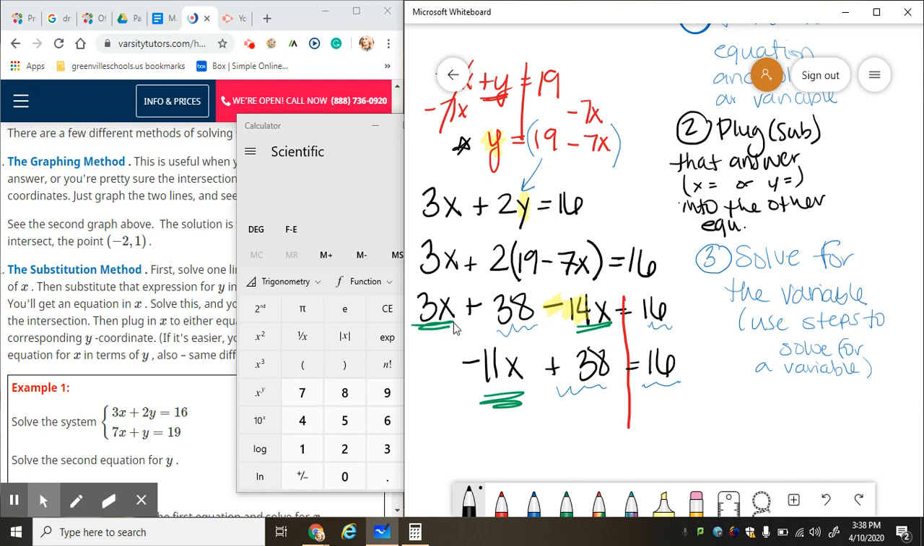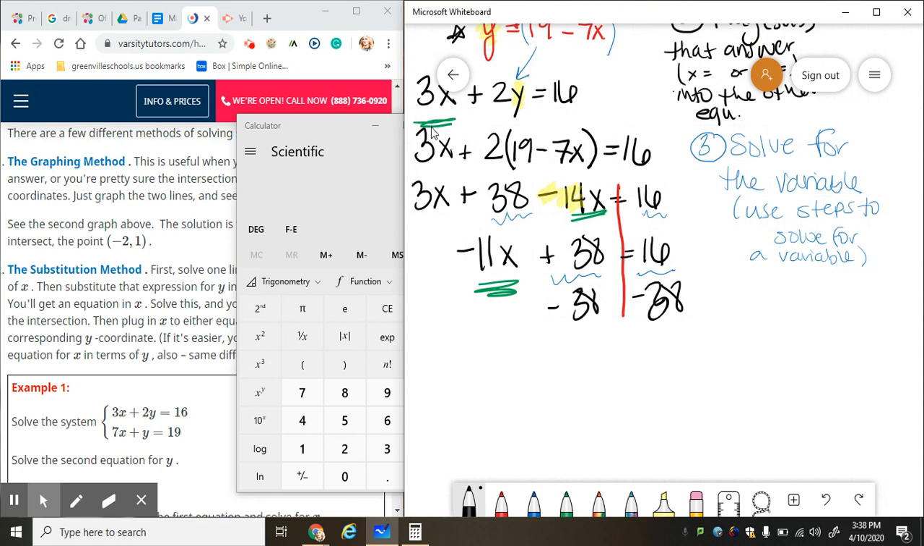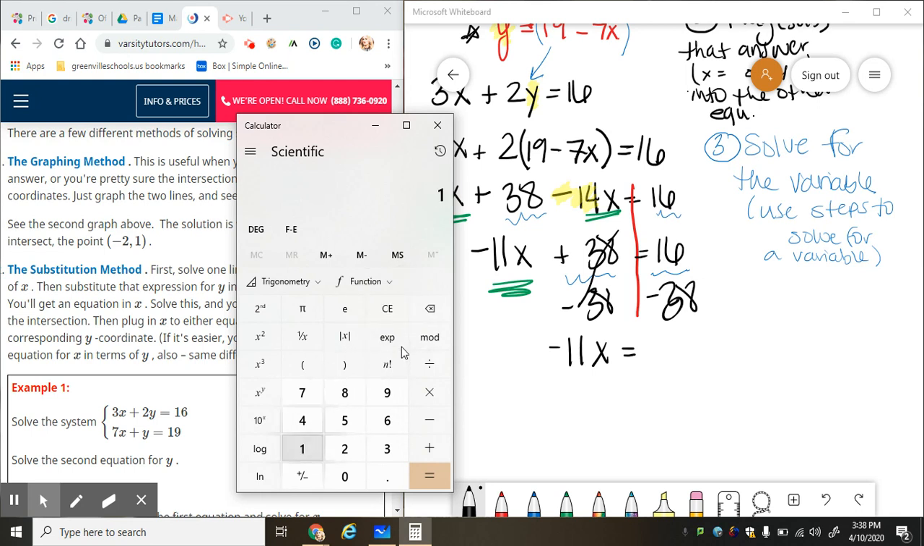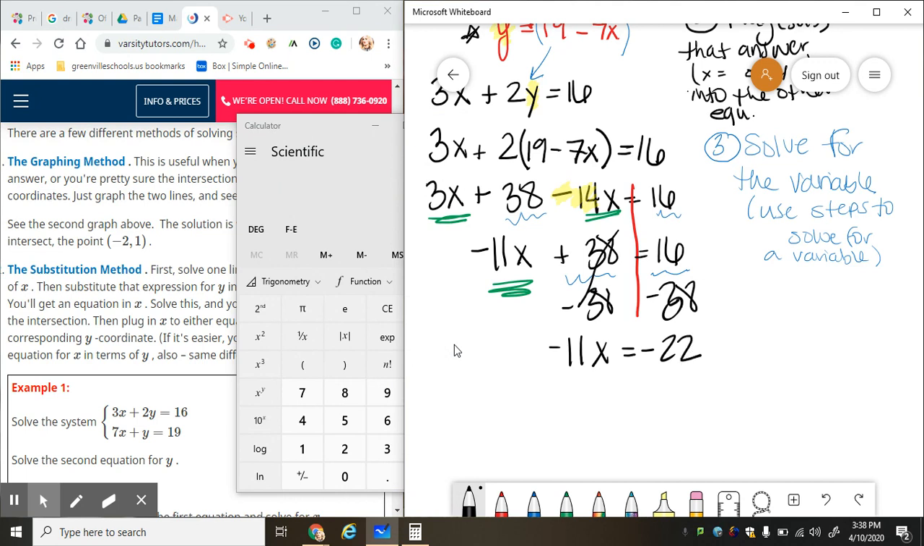So I need to move my 38. Okay, and then those will cross out. Negative 11x is equal to 16 minus 38, which is negative 22. And now this is really easy from here because I'm just dividing by negative 11. Two negatives make a positive, and 22 divided by 11 is 2.